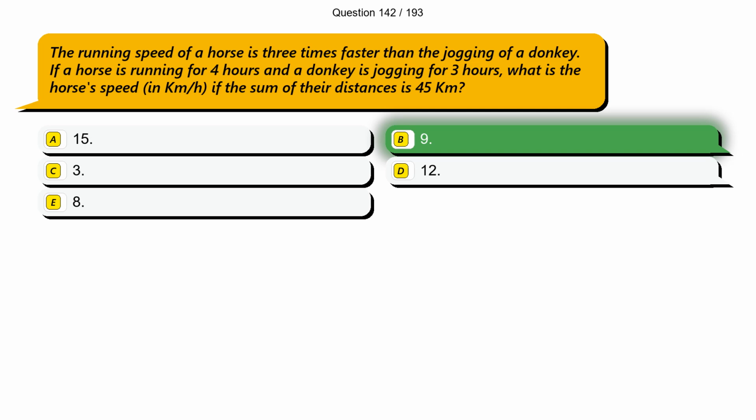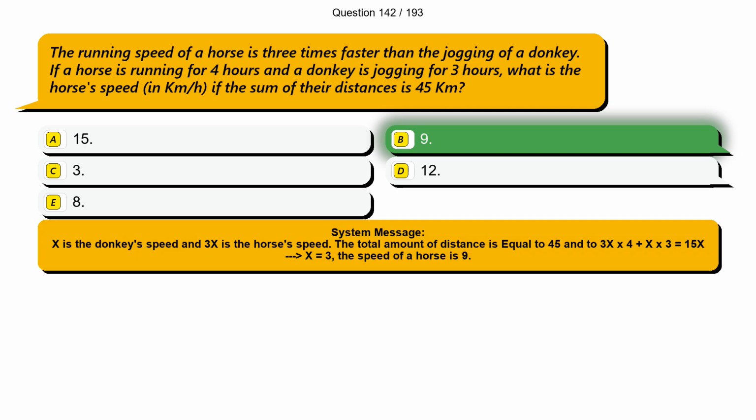The correct answer is option B, 9. X is the donkey's speed and 3x is the horse's speed. The total amount of distance is equal to 45, so 3x times 4 plus x times 3 equals 15x, x equals 3, the speed of a horse is 9.